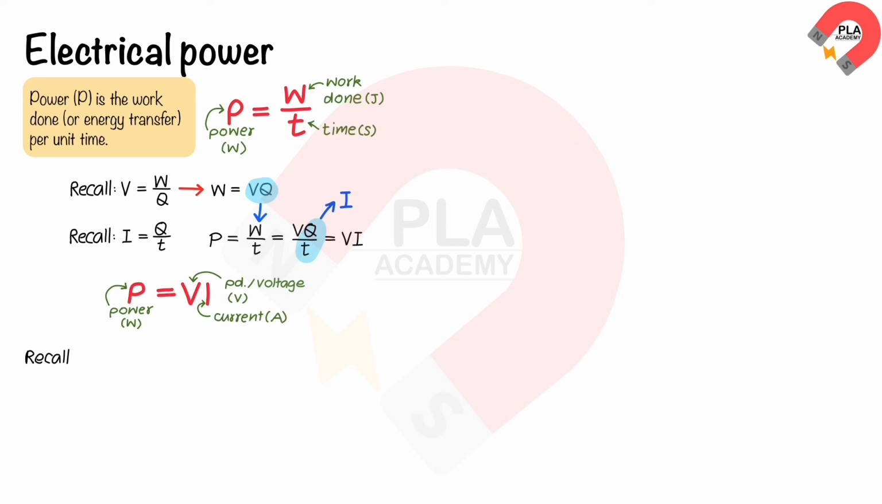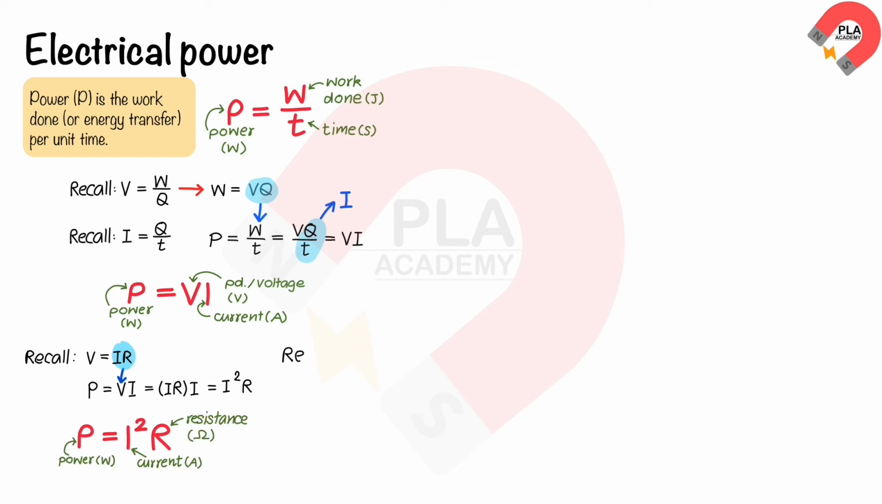We can recall the formula for the voltage as V equals IR. Substitute V equals IR. So, we can write the formula for the power as P equals I squared R. We can recall the formula for the current as I equals V over R. Substitute I equals V over R.